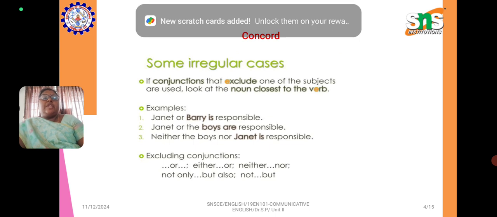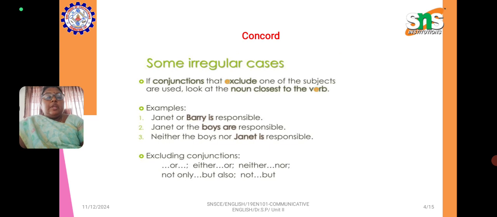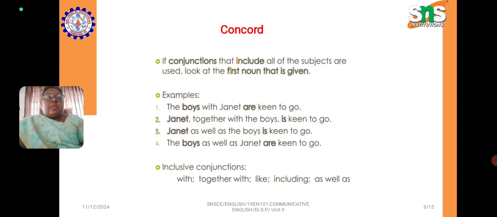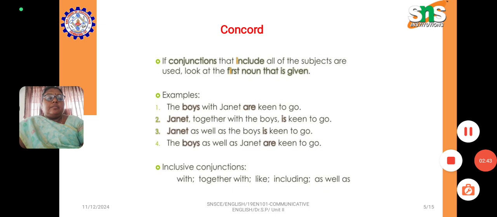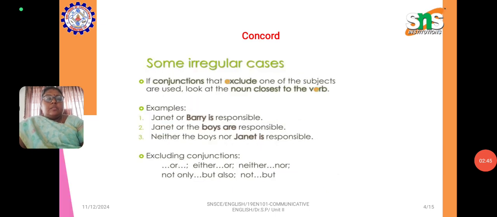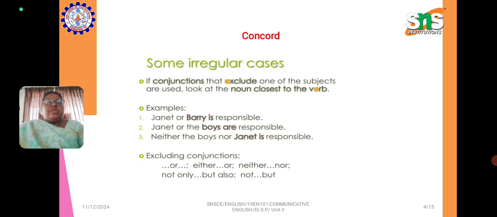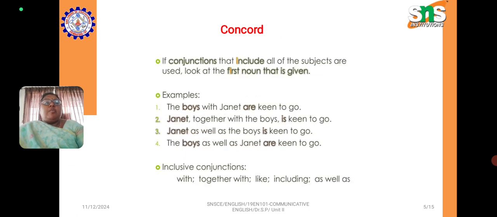Here if you use neither nor, either or, not only but also, you have to use the singular form of verb. You can exclude this part. So when you are using these kinds of conjunctions, you should always use the singular form of verb.